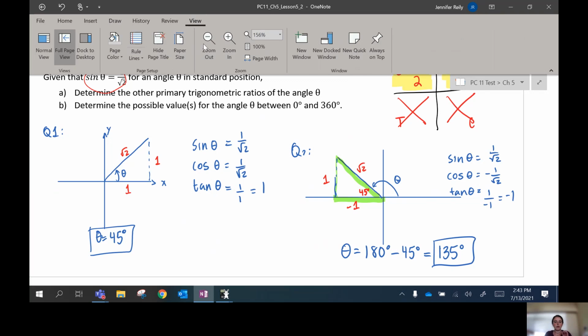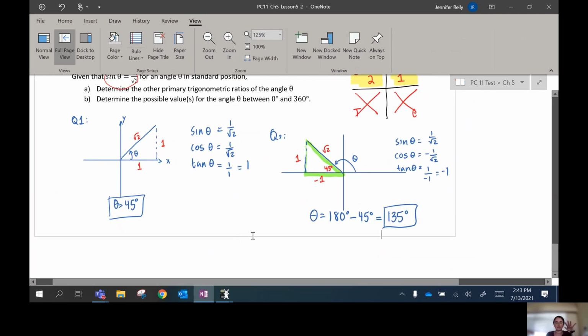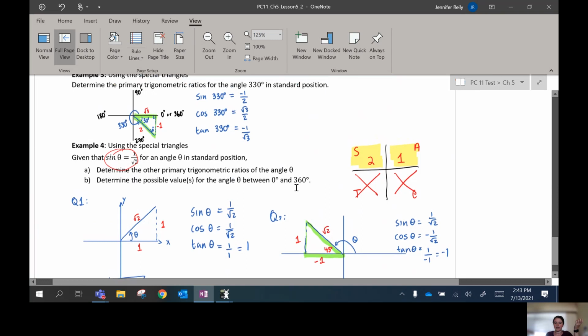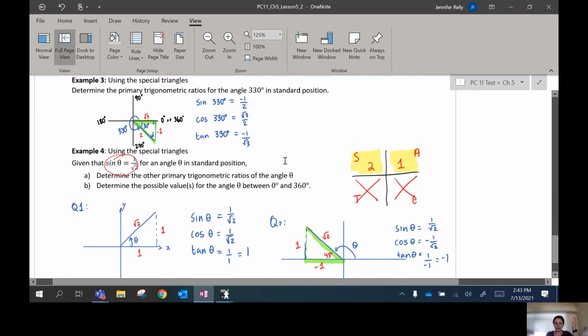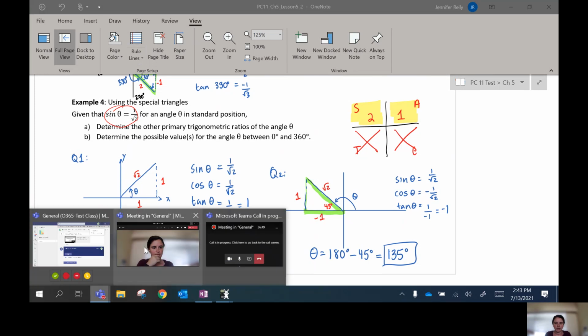Okay. So when you have a special triangle, the key idea is you don't need your calculator. All the angles and the trig ratios will already be set for you because we already know the side lengths of those special triangles. So when you see one of those 30, 45, 60 degrees as one of your reference angles, you know you've got a special triangle and you don't need your calculator. Okay, so that is it for the lesson. I'm going to pause it there.